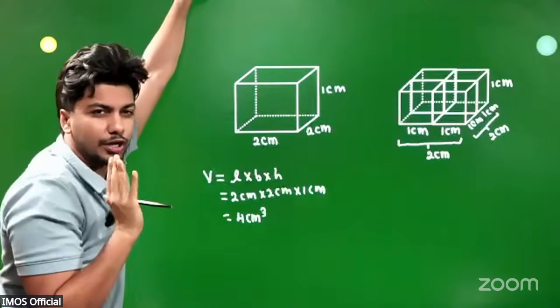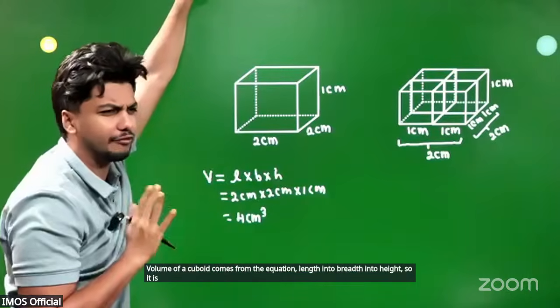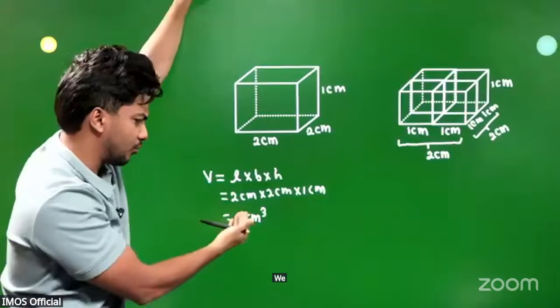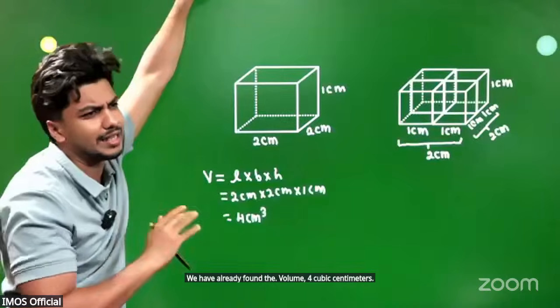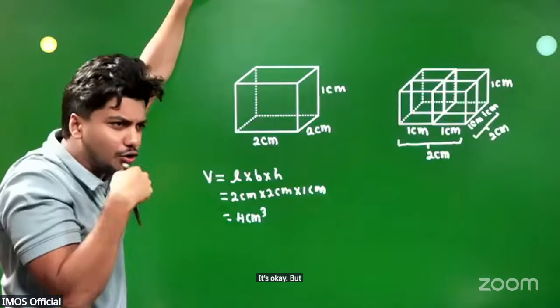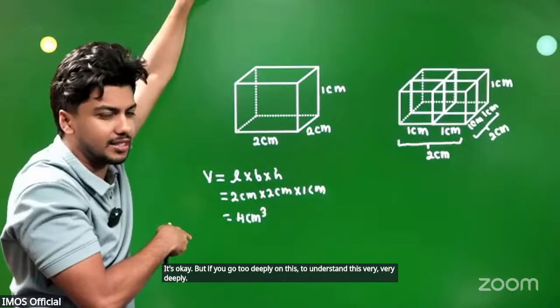Volume of a cuboid comes from the equation length into breadth into height. So it is all over. We are done. We have already found the volume, 4 cubic centimeters. It's okay. But if we go deeply into this, we can understand very deeply that this is correct.